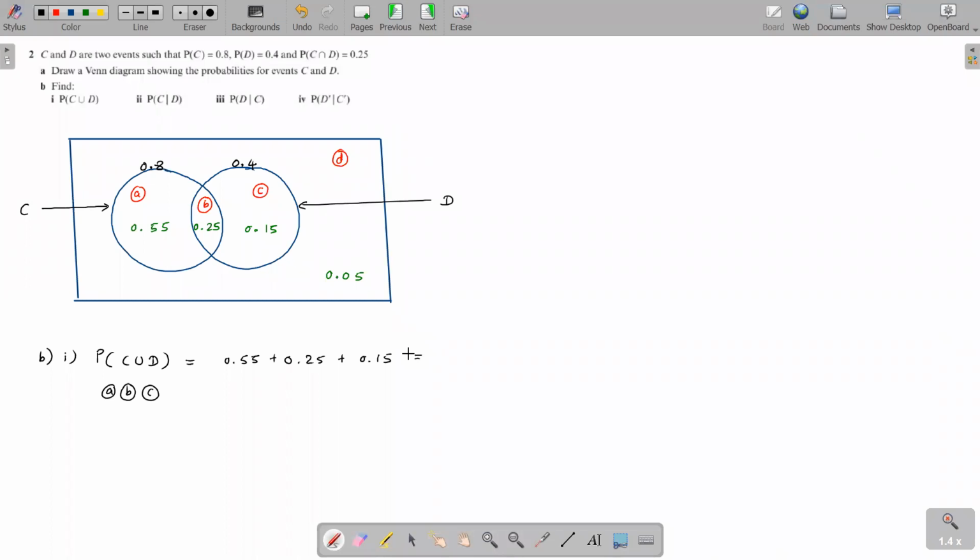Zero 0.55, 0.25, 0.15. When you add all of them together, the answer is 0.95, right? Okay.